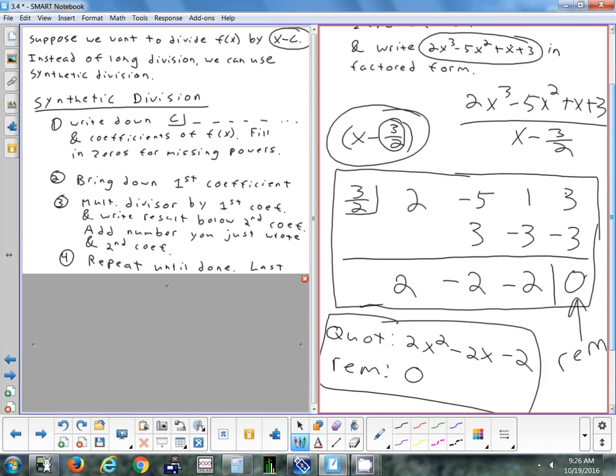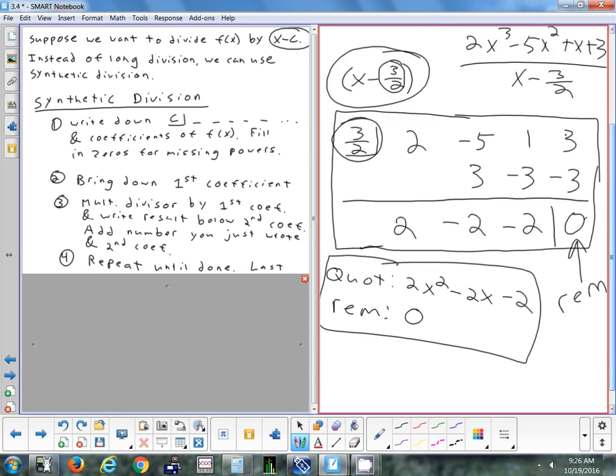So in one of the problems coming up, you're going to have to figure out this number on your own and then do this process. But this time I gave it to you. Any questions on that one? Just remember with synthetic division, it's always the number after the minus sign. So if you've got a plus sign, well, we'll do one like that and think about what you might have to do.